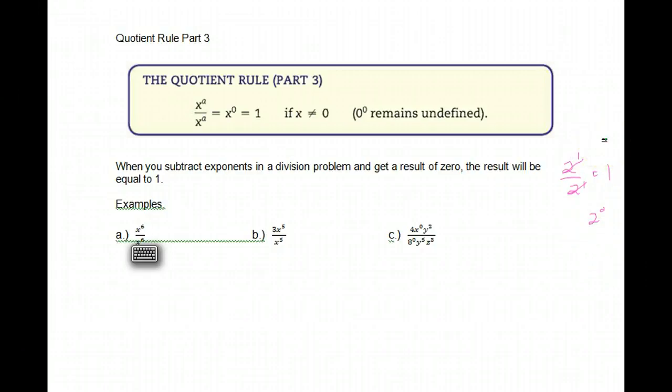So any number over itself will always make 1. But when you subtract those exponents, they're going to make a 0 and also cancel to 1.